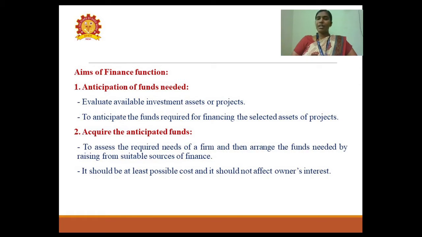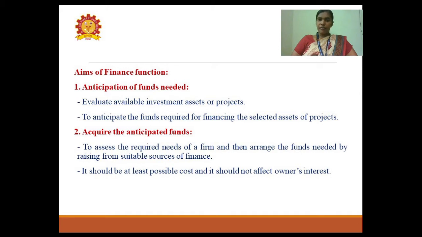The second one is acquiring the anticipated funds. Where is he going to get that money? That is called acquiring the anticipated needs. Yes, I have decided that I need this much money, so where am I going to get that money? So assess the required needs of a firm and then arrange the funds needed by raising them from suitable sources of finance.